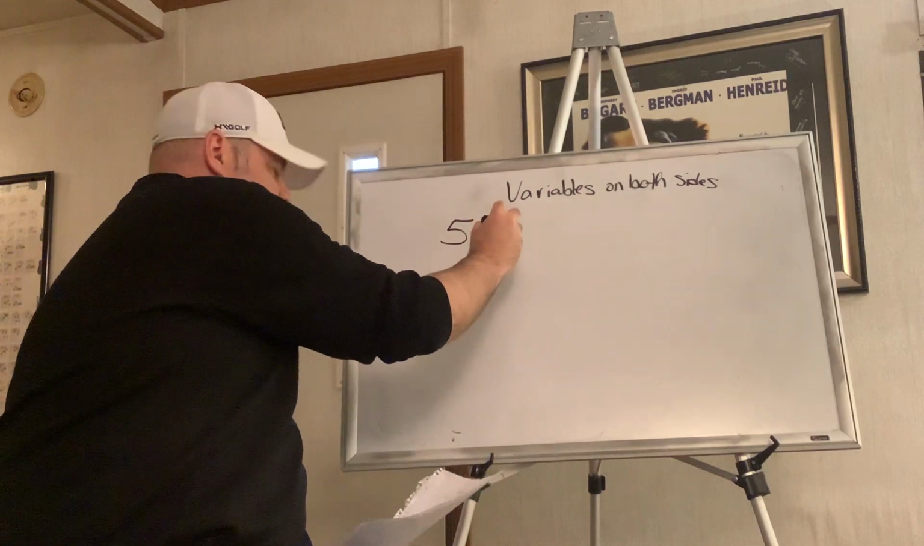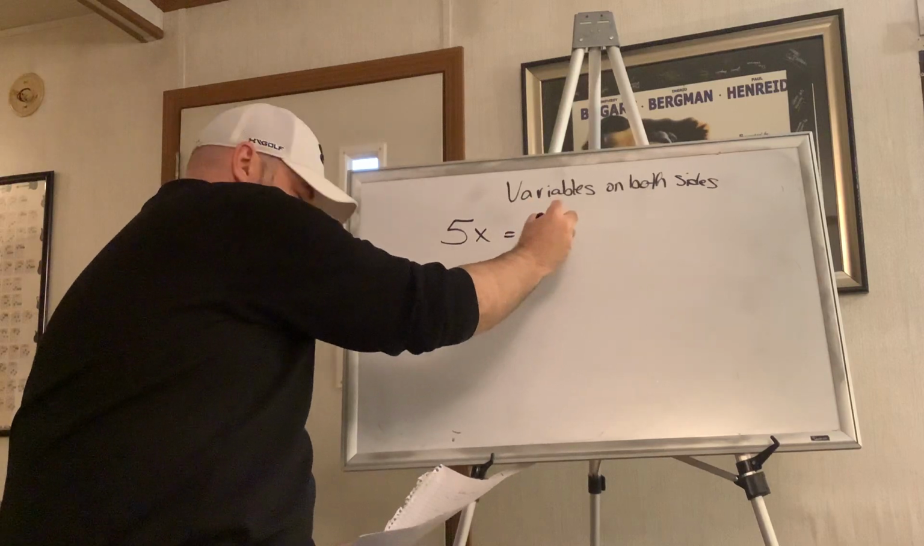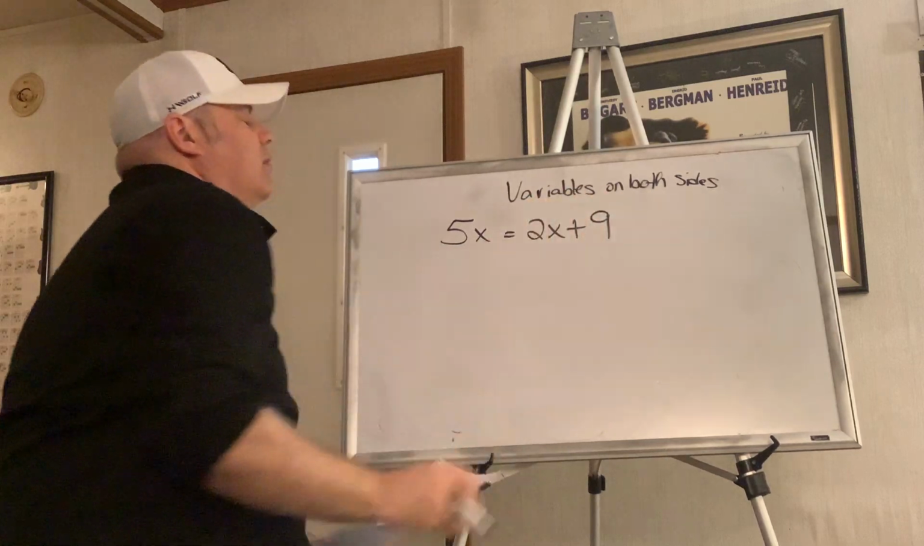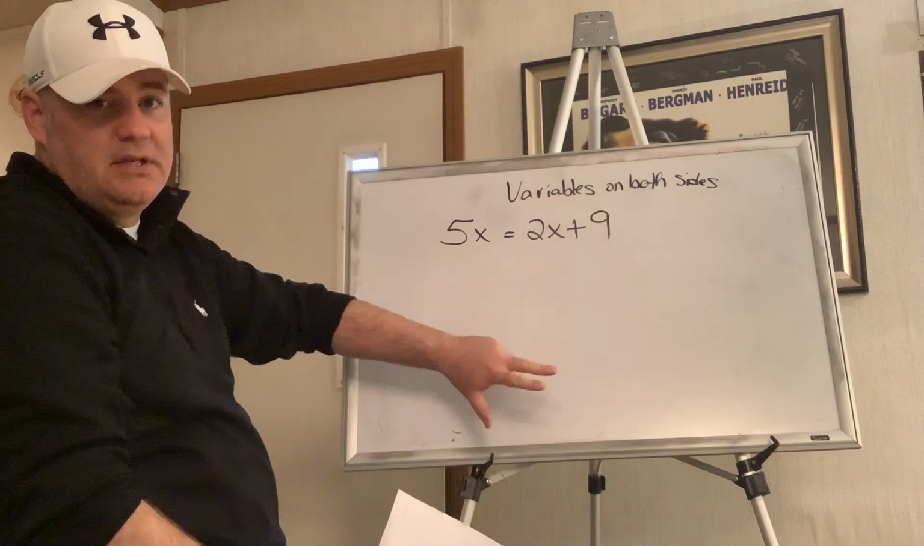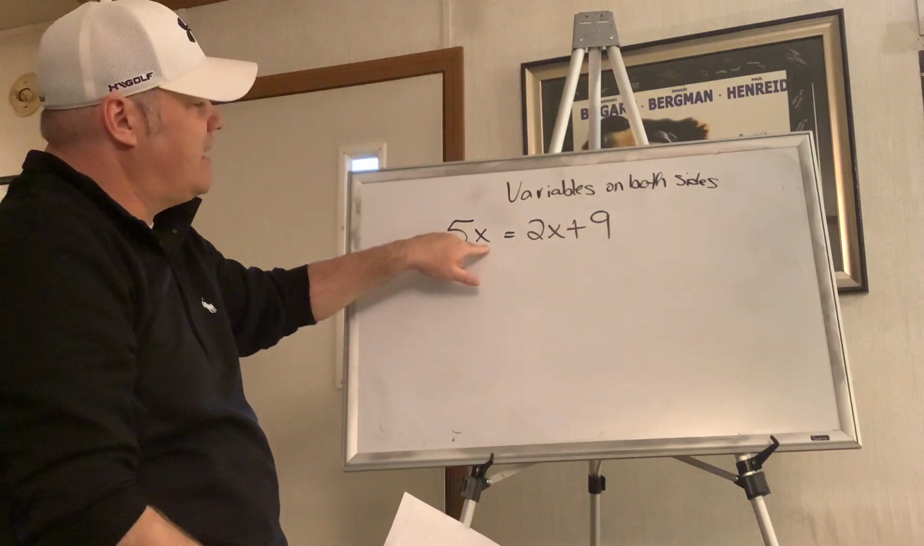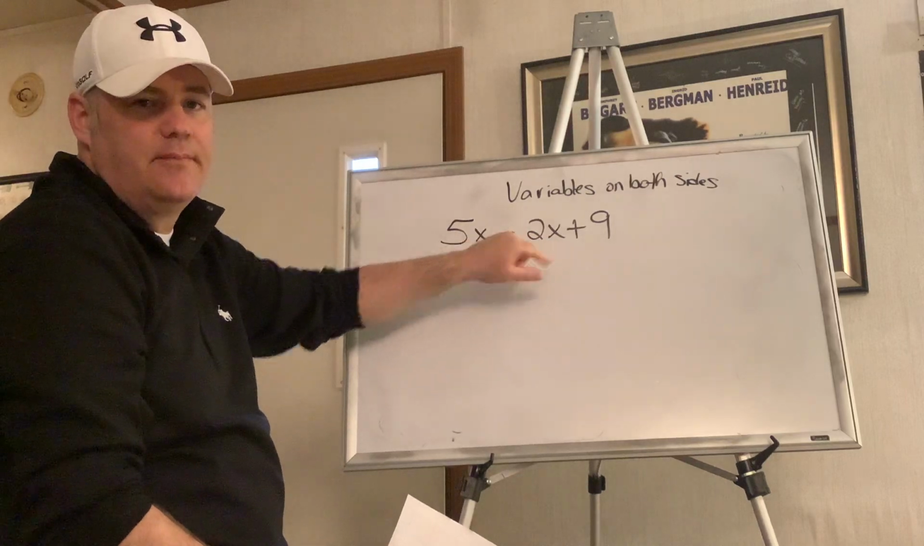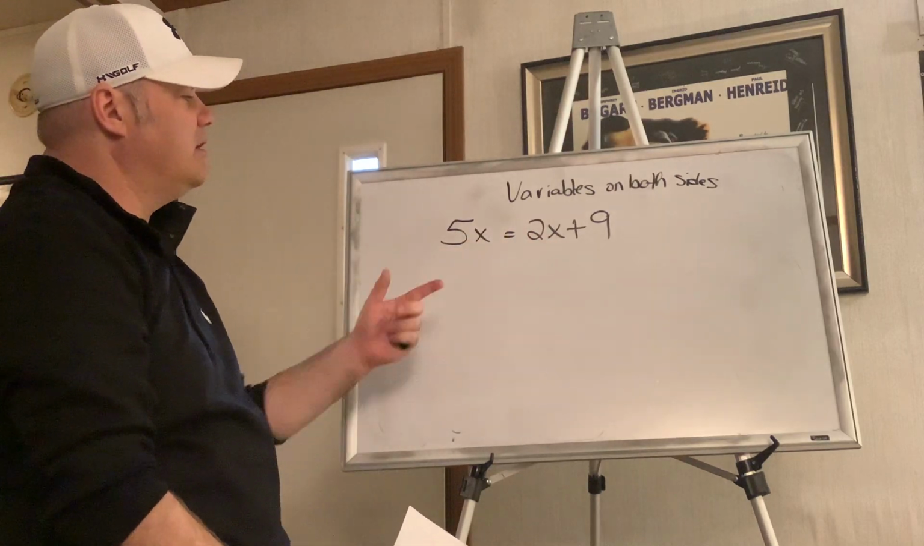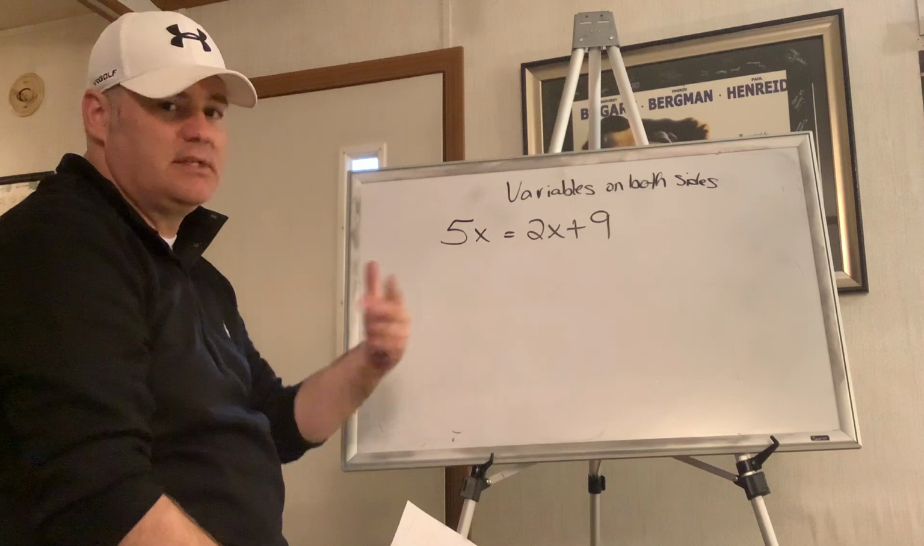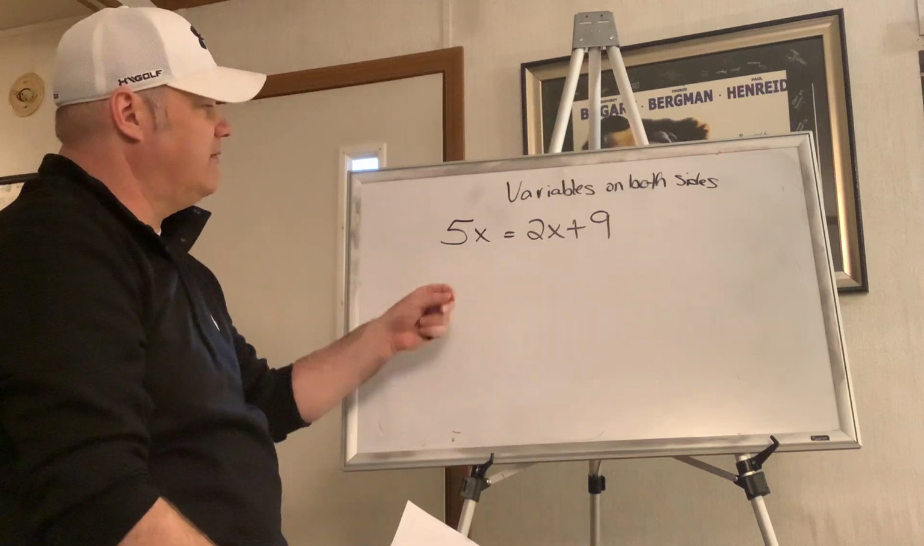Okay, and they can look all different. We're going to do several different varieties, but here's one of them. Where this is different than the ones we've been doing is we don't just have an x and then all numbers. We have an x over here, and then we have a variable on this side. Okay, so we still have to isolate the variable. That's still always going to be our goal, to get the variable alone.